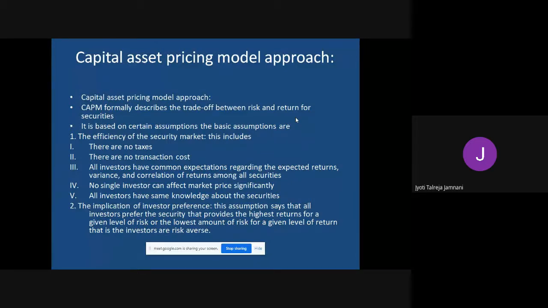But in real life, SEBI doesn't allow this. And if SEBI finds out that somebody is doing this, they will be punished, imprisoned, and not allowed to trade. Their licenses will be cancelled if they are brokers. So no single investor can affect the market price.